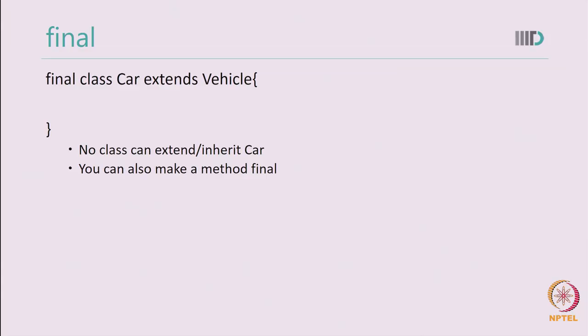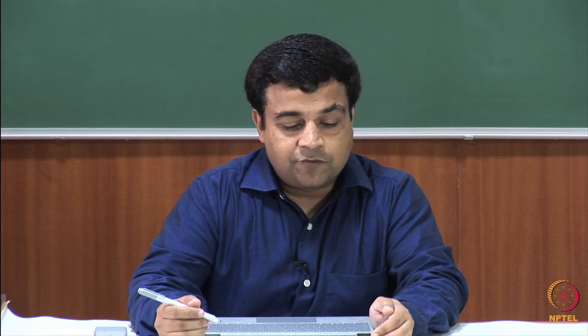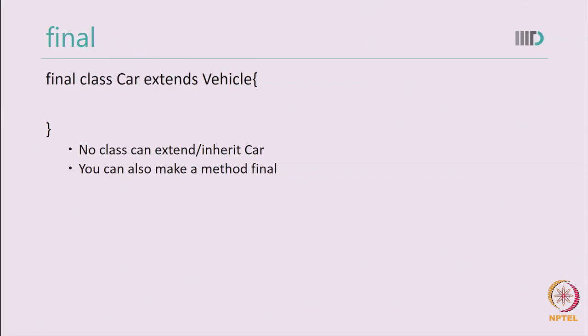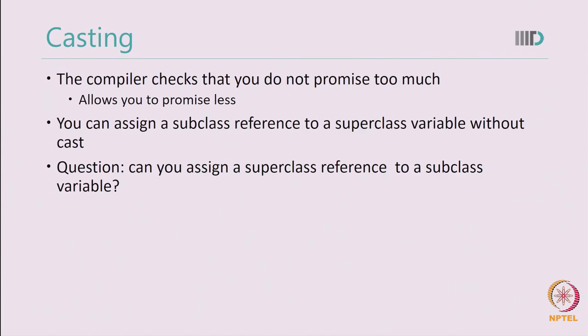If we don't want a class to be extended, we must declare that class to be final. Once we declare a class to be final, it cannot be extended and it generates a programming error. Similarly, we can also make a method final so that a method's behavior cannot be changed.